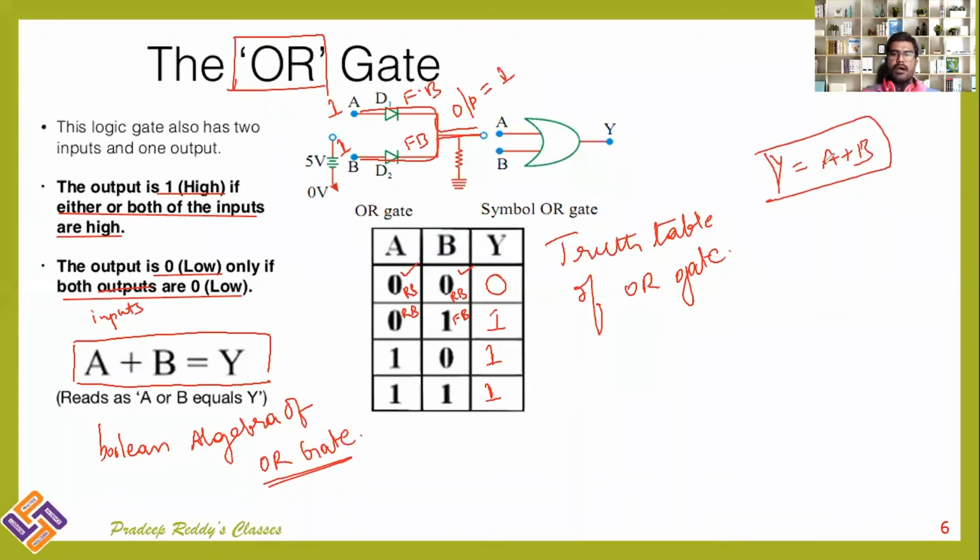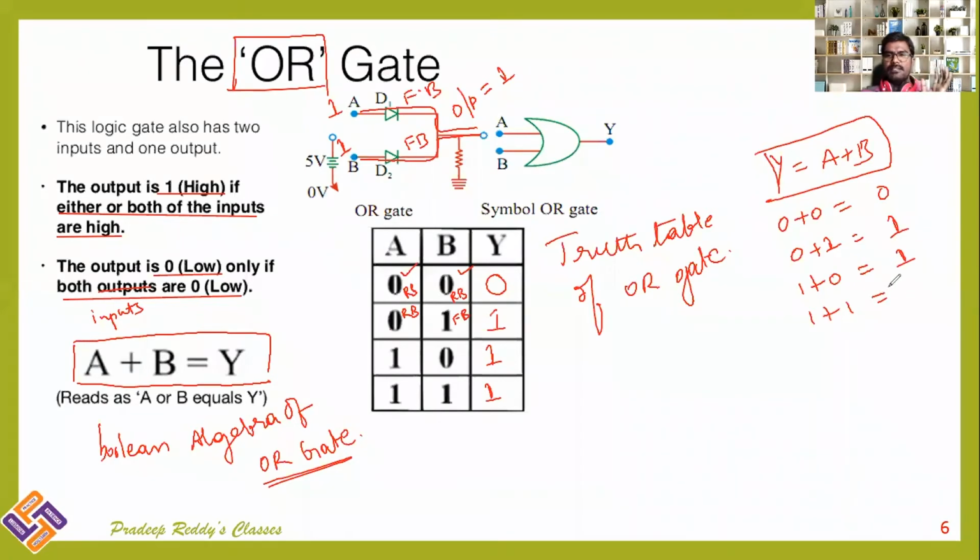Plus is for the OR gate. 0 plus 0, output will be 0. 0 plus 1, output will be 1. 1 plus 0, output will be 1. 1 plus 1, don't take it as 2.